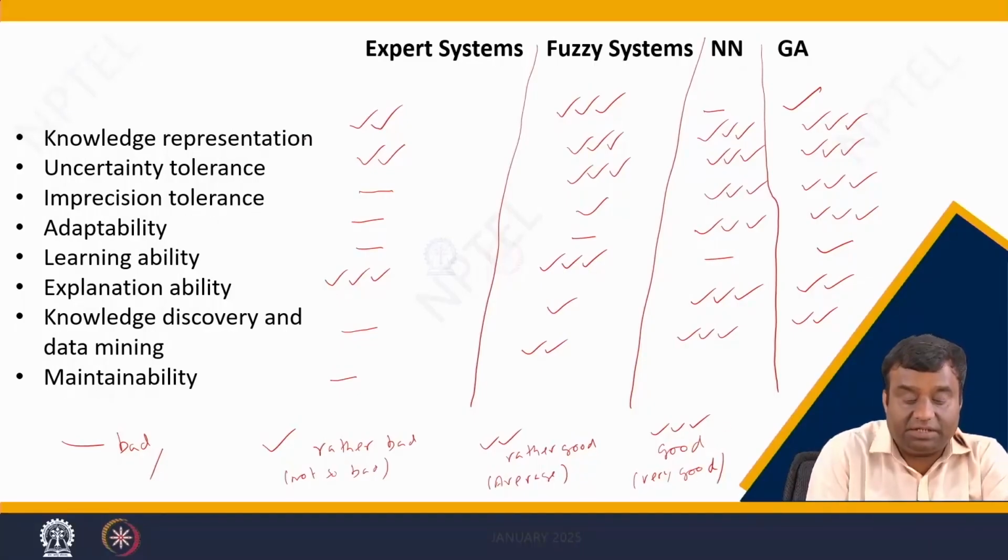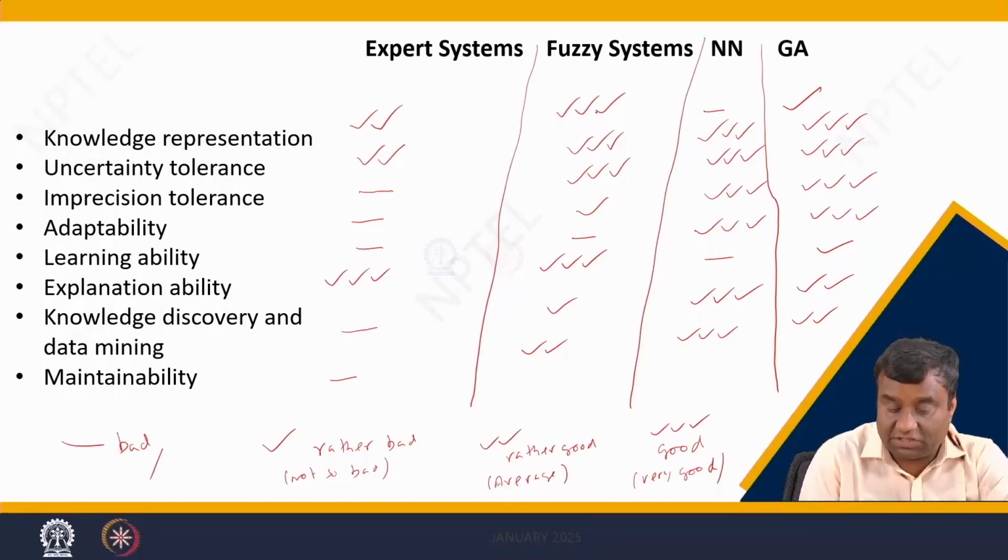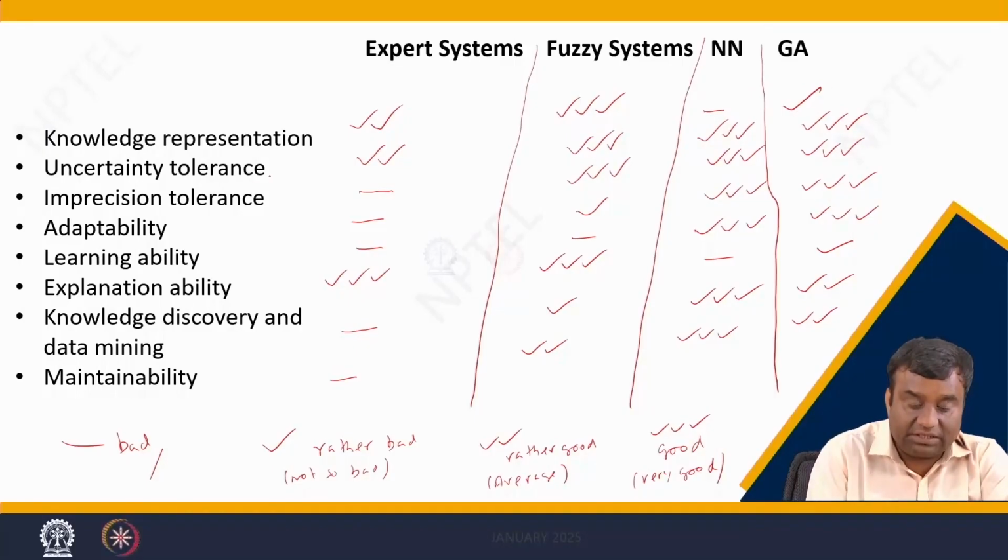So knowledge representation in expert systems is average. In fuzzy systems, it is very good. Neural network is bad, and genetic algorithm is rather bad. Similarly, for uncertainty tolerance, in expert systems this is average. This means very good, also very good. Imprecision tolerance in expert systems is bad. It is very good, and also very good, and also very good. You can consider as good.